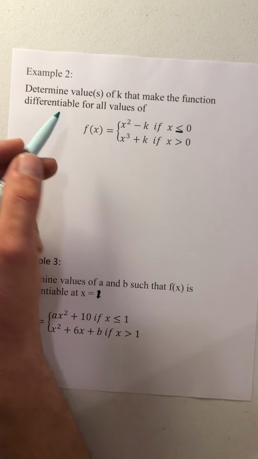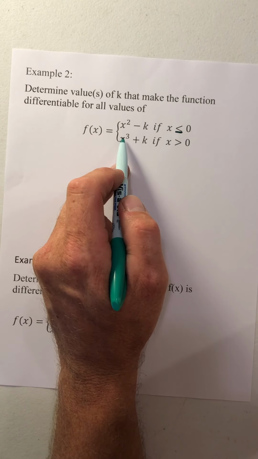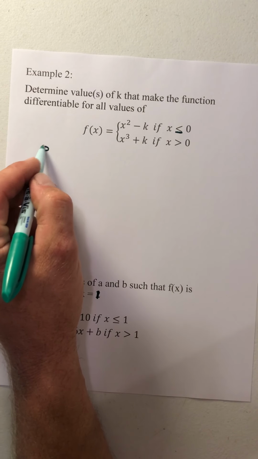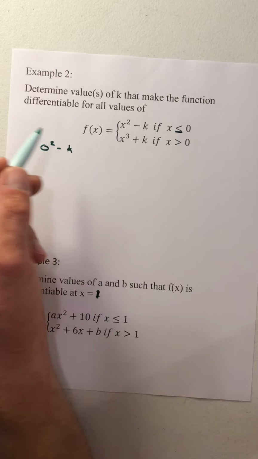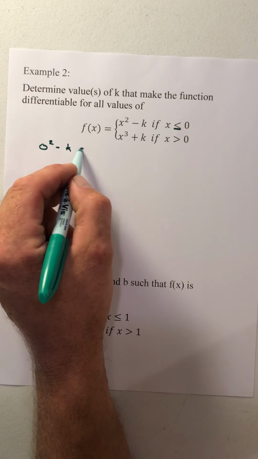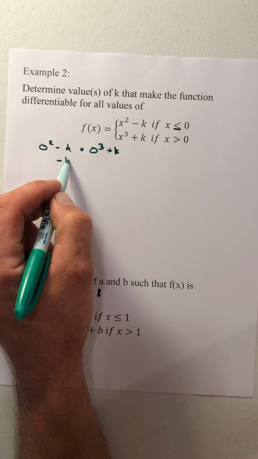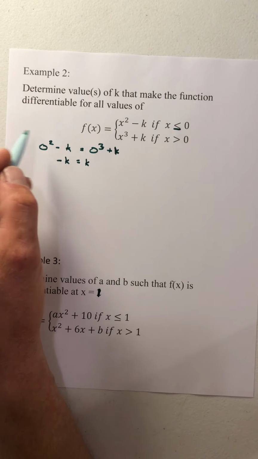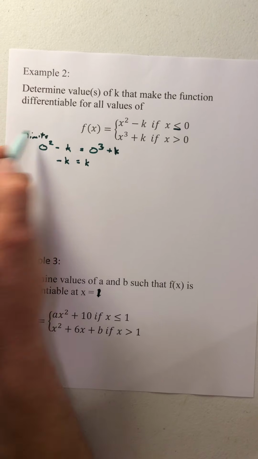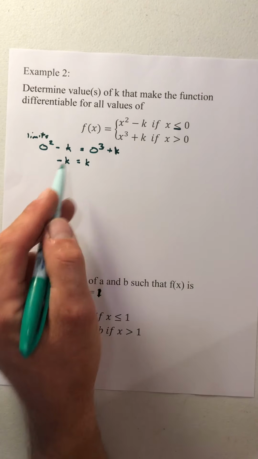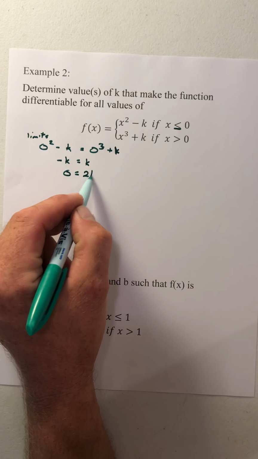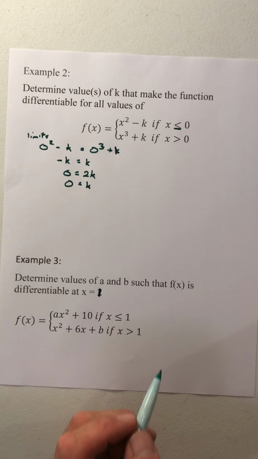So we want f of 0 to exist. When I plug in 0, it's got to make sense. If I plug in 0, I get 0 squared minus k. And here, when I plug in 0, I get 0 to the third plus k. As I look through there, 0 squared minus k equals 0 to the third plus k, I know that negative k has to equal k. This is talking about our limits, if you didn't realize that already. I can add my k over: 0 equals 2k, so k must equal 0.